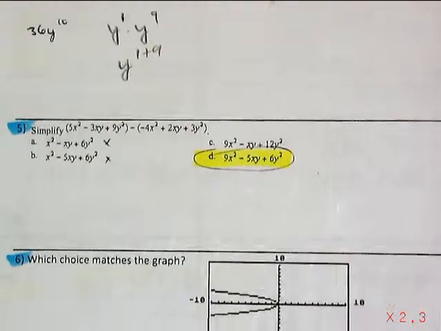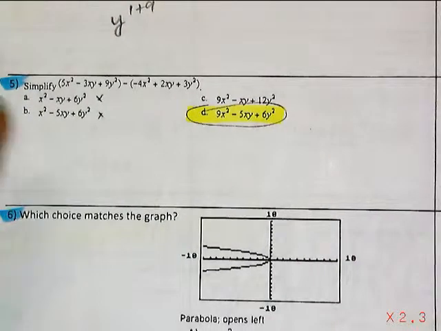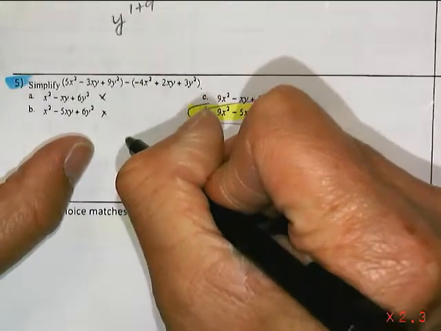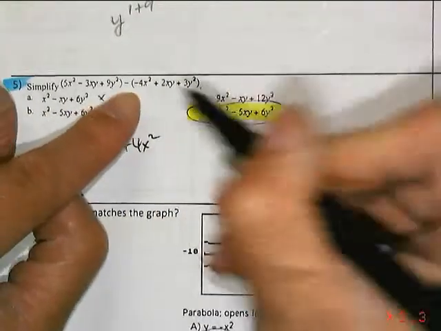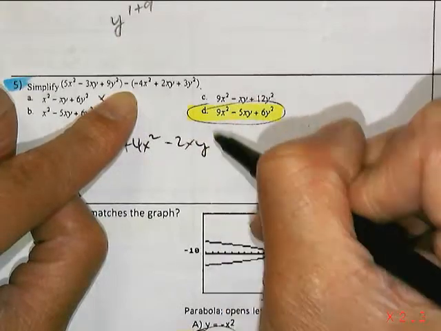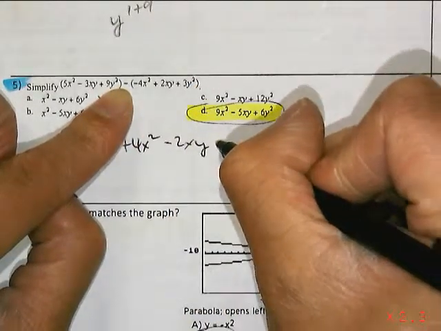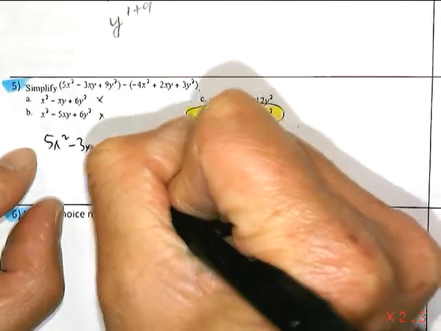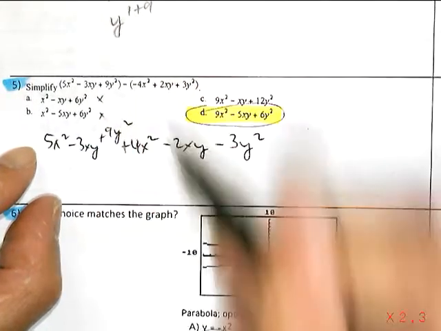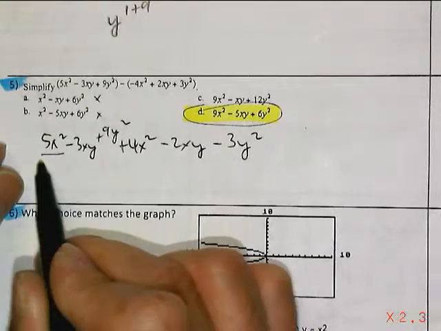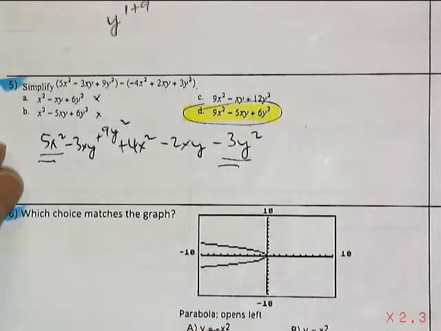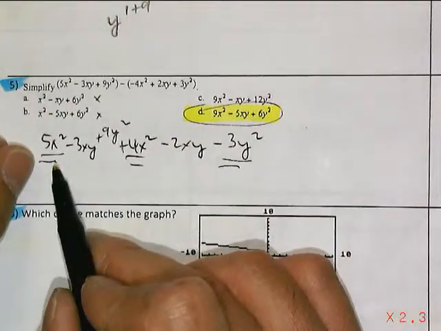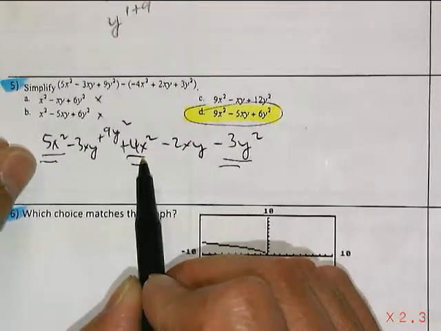Question number 5. We need to distribute all of ours, so that'll become a positive 4x squared, negative 2xy, and a minus 3y squared. We're going to have 5x squared minus 3xy plus 9y squared. And I'm just going to look for my like terms, 5x squared and... no, that's wrong. These two. So 5 and a 4, that gives us 9x squared.